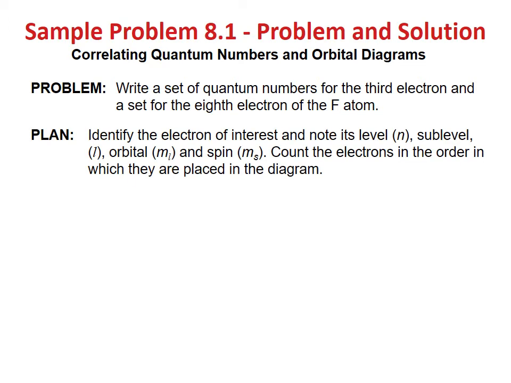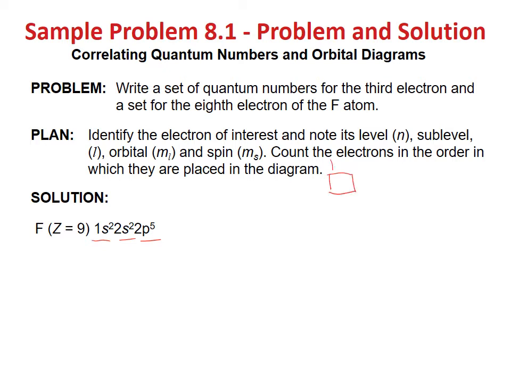So we need to identify the electron of interest and note its four quantum numbers: n, l, m, and ms. Count the electrons in the order in which they are placed in the diagram. Fluorine has 9 electrons. The electron configuration is 1s2, 2s2, 2p5. The energy orbital diagram, let's draw it.